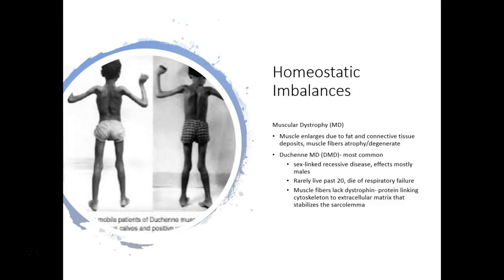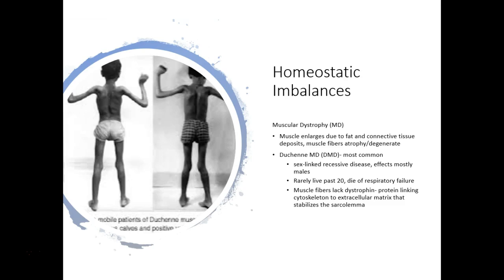So the muscle fibers are lacking a protein called dystrophin. That dystrophin helps to hold the muscles together, so it stabilizes the extracellular matrix, and when that fiber is not created properly, then the muscles tear during regular muscle contraction.